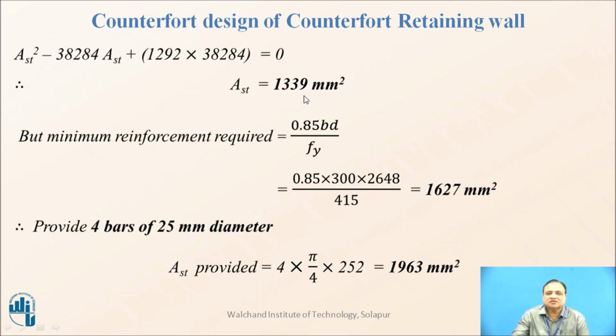Now the area of steel worked out to be 1339 mm square, but the minimum reinforcement required is 0.85 b d upon Fy as per IS 456-2000. So therefore it is 0.85, b is 300 because the width of the counterfort we have taken is 300, d is 2648 which we have calculated, divided by Fy 415. It works out to be 1627. Minimum steel works out to be more than design steel. Therefore we have to provide minimum steel. So provide 4 bars of 25 mm diameter. So Ast provided is 1963 mm square.